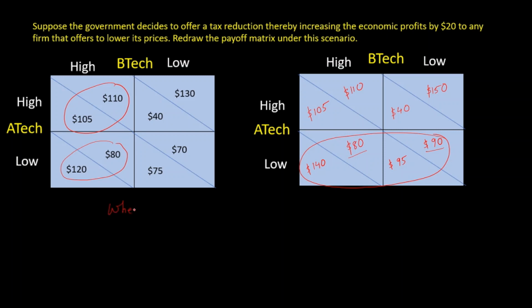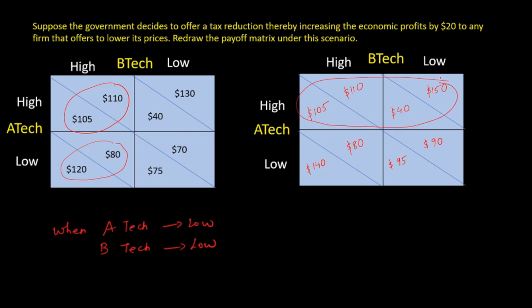When firm A Tech is low, B Tech should also go low. Now what happens if firm A Tech goes high? So which means firm A Tech is now, so we are in this part of the matrix. So if firm A Tech goes high, B Tech can either go high or low. If B Tech goes high, then it earns 110, and if it goes low, it earns 150. So obviously the most optimal strategy for firm B Tech is again to charge a low price.